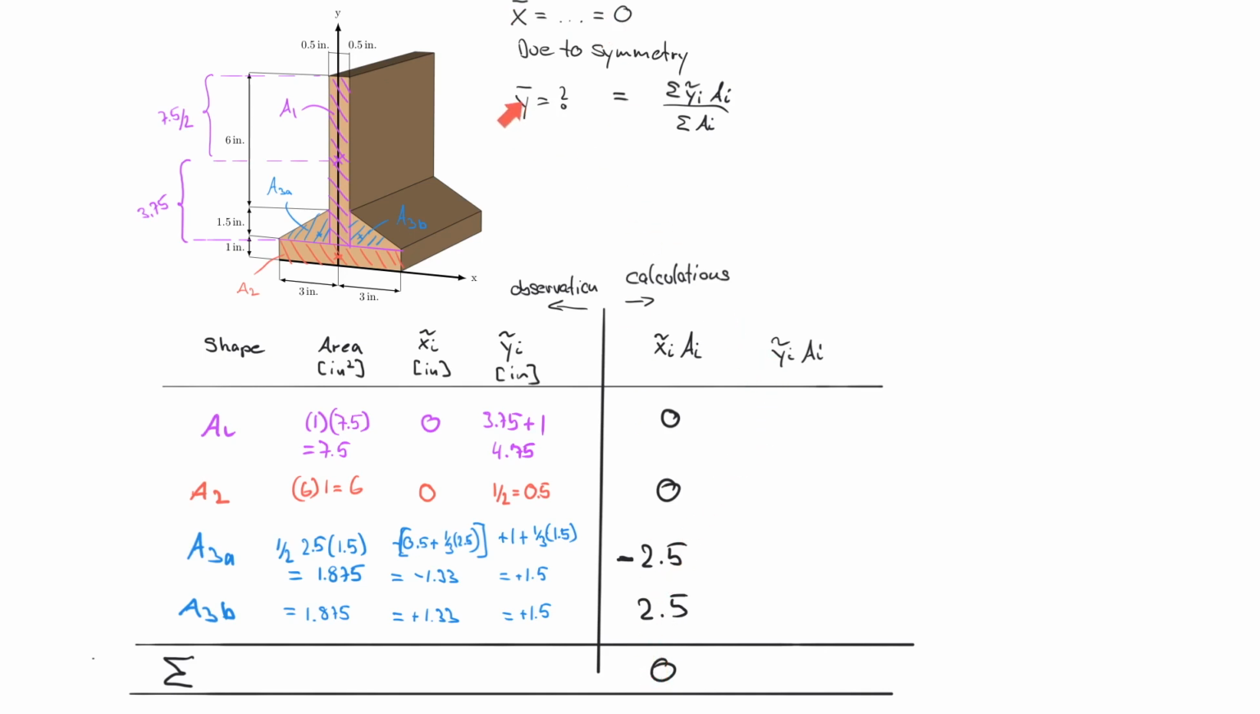However, for my y bar, that will be different. There will actually be a value here. And so let's fill in the blanks here real quick. So my 7.5 times 4.75, that's 35.625. And by the way, notice that this is in inch to the 3, right? And now my next area, that was 6 times 1/2, that's easy, that's 3.0. And then 1.87 times 1.5, right? Is that correct? Yes. So that's 2.812.